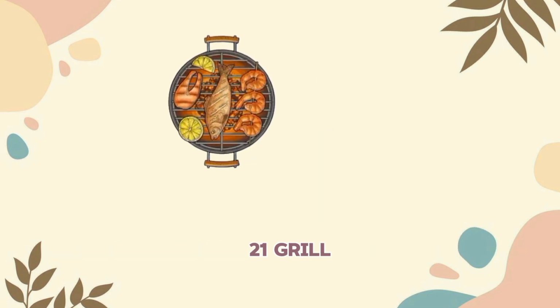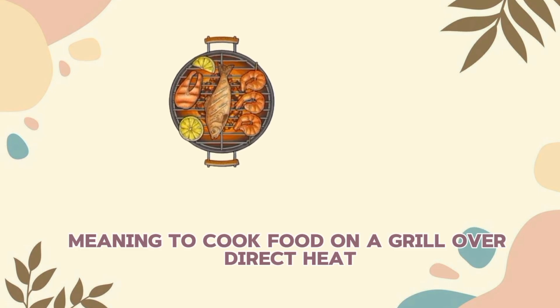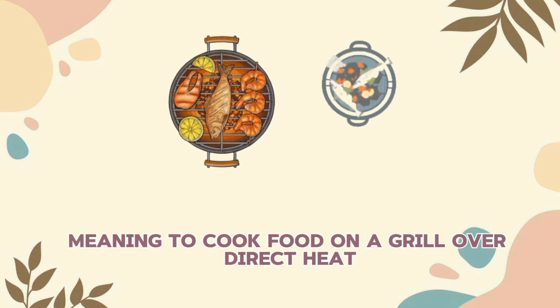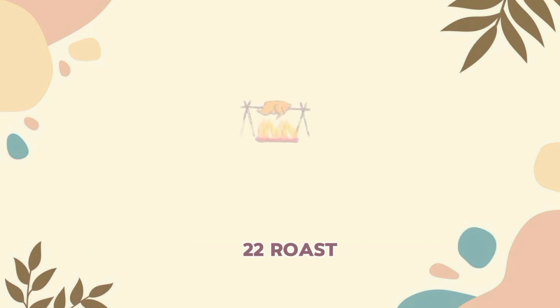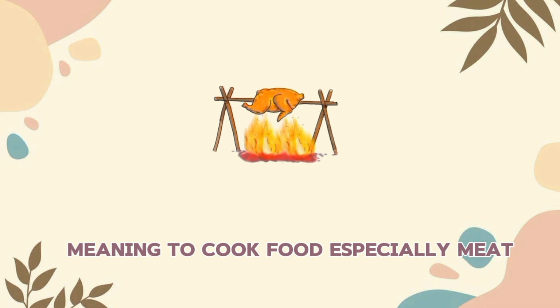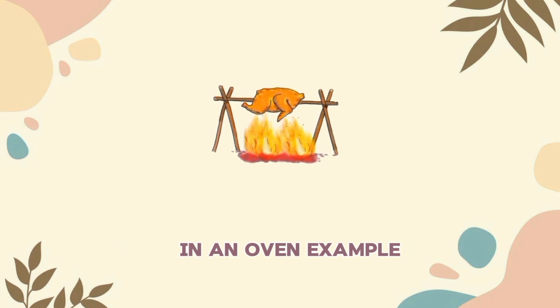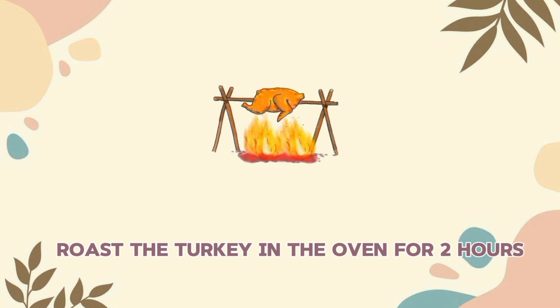21. Grill, meaning to cook food on a grill over direct heat. Example: grill the chicken for 10 minutes on each side. 22. Roast, meaning to cook food, especially meat, in an oven. Example: roast the turkey in the oven for 2 hours.